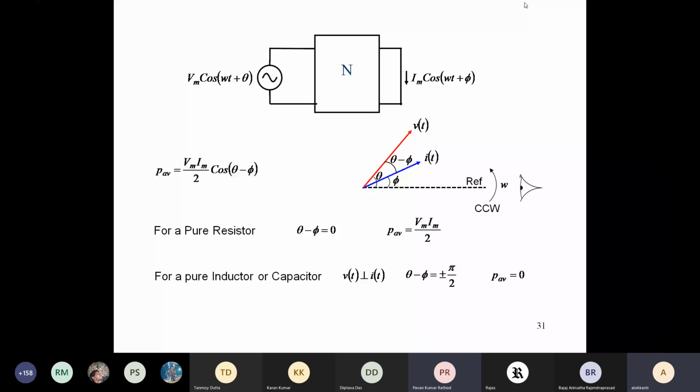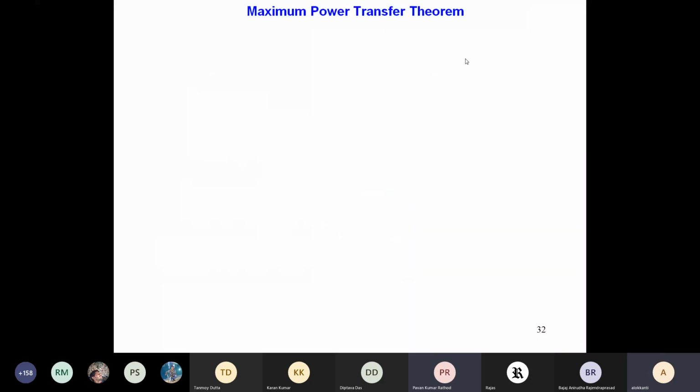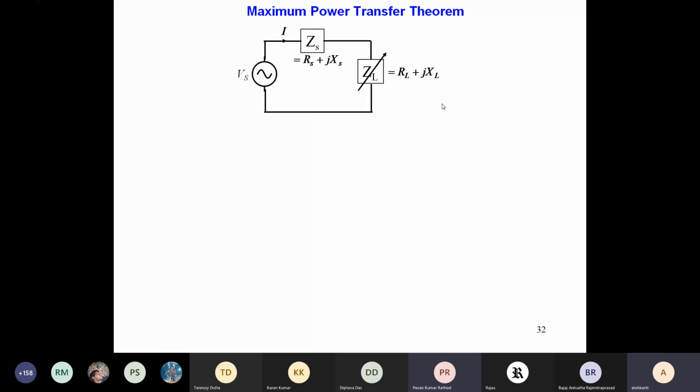Okay, so the next thing that we will do, and I think that is the last thing we will do today, is, just like in DC, you also have the maximum power transfer theorem in alternating current. Suppose you have a circuit like this where the source is an alternating source, Vs, and obviously the source will have its own impedance, Rs plus jXs, the source impedance.